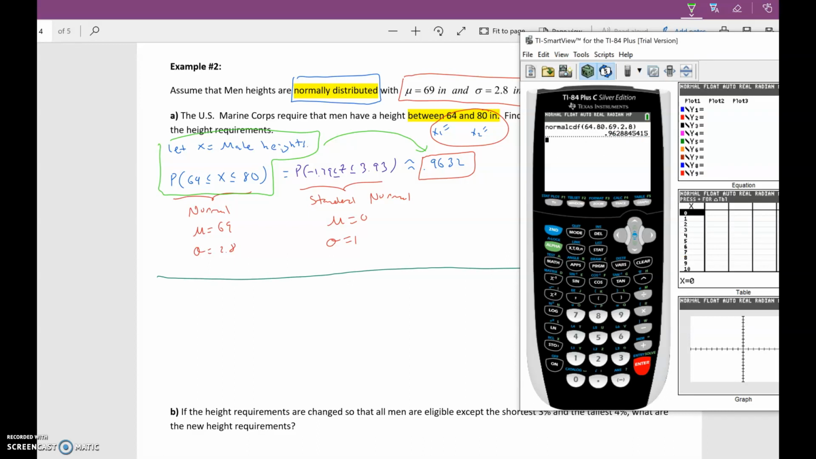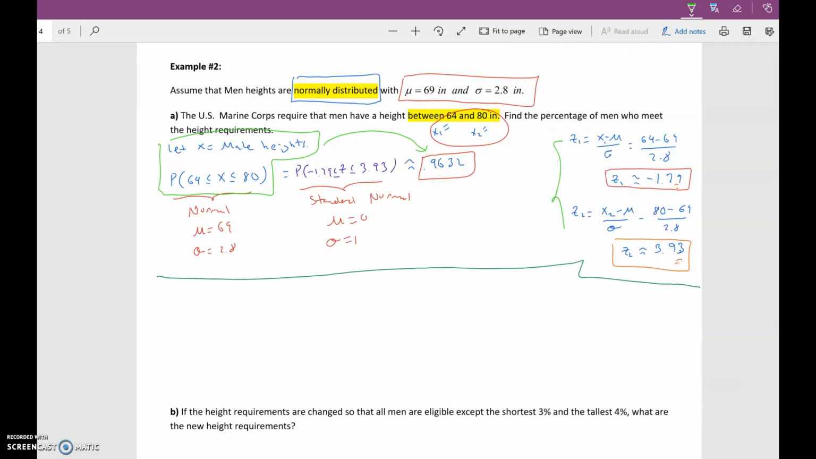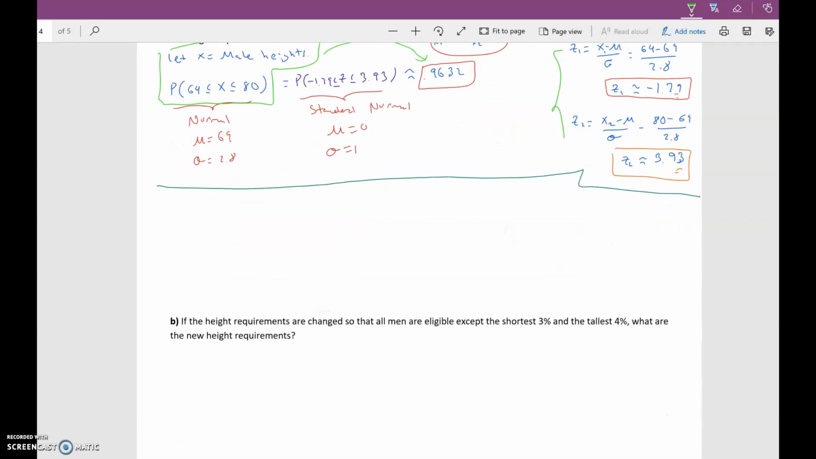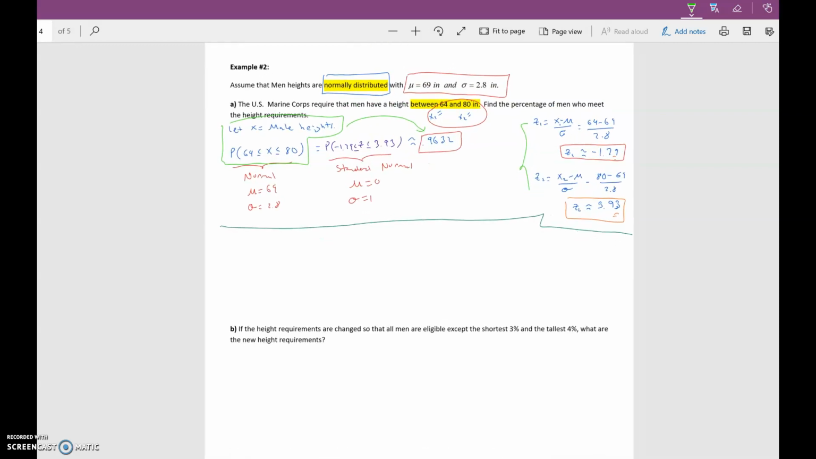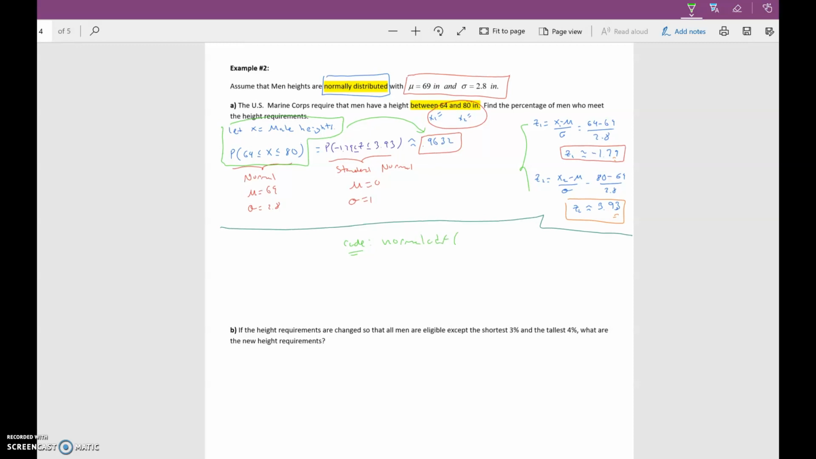It may ask you to do the table. So if you go directly to the shortcut, I would want to see the code somewhere on the paper. So you would have just said code, and this will be normal CDF, technically 64 to 80, and then 69, and then 2.8. So I do want to see the code if you go directly.